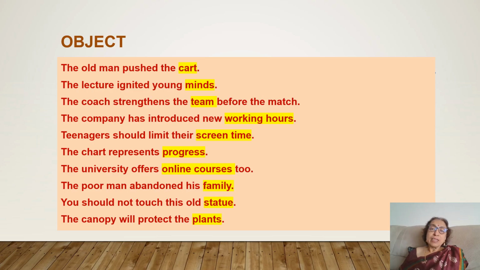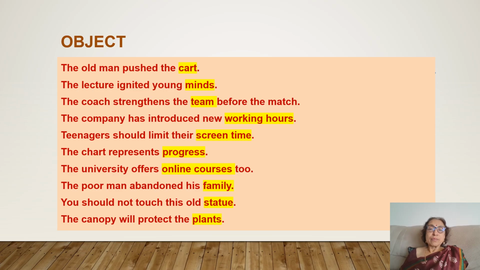Without the team, the word strengthens is incomplete. The sentence is hanging in the air. Therefore, we need to complete the sentence. The company has introduced new working hours. The company has introduced... incomplete. What? Working hours. And new is an adjective which describes working hours.